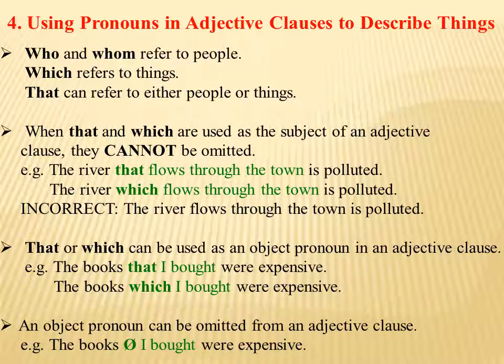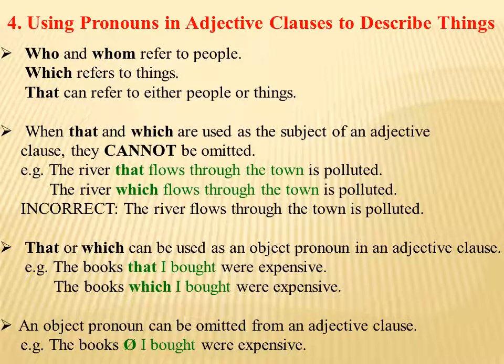The river which flows through the town is polluted. And it is incorrect to say the river flows through the town is polluted. Remember, when the pronouns that and which are used as the subject of an adjective clause, they cannot be omitted. That or which can be used as an object pronoun in an adjective clause. Example, the books that I bought were expensive, or the books which I bought were expensive. In writing, that is the most common pronoun used.